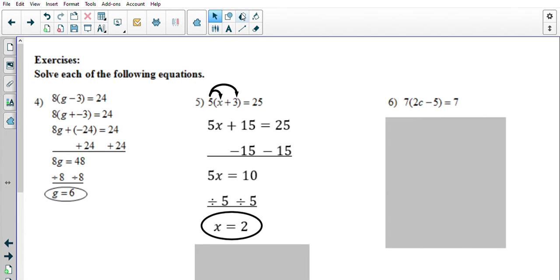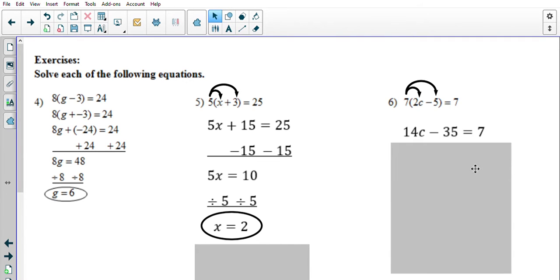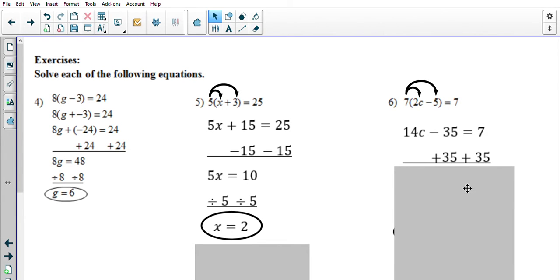All right, in number 6, we want to distribute this 7 into the parentheses. So 7 times 2c and 7 times 5. That will get us 14c minus 35, since 7 times 5 is 35, and 7 times 2c is 14c. Now, inverse operations. The inverse of subtracting by 35 is to add by 35.